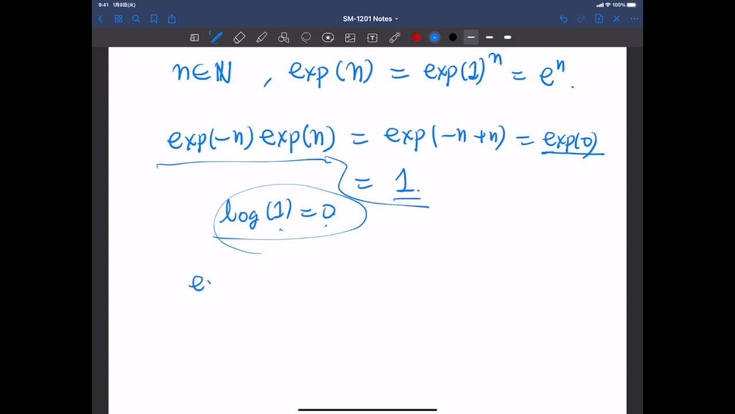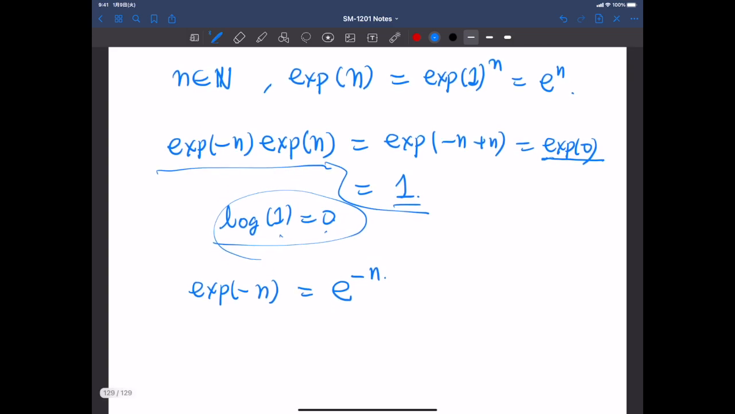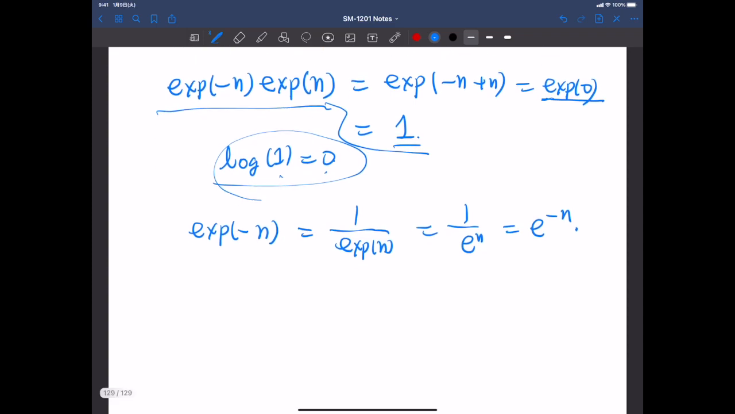So exponential of negative integer is equal to e to the power of negative n, right? Maybe I should prove this a little bit more carefully. So this should be equal to exponential of n, but this is equal to e to the power of n, but this is equal to e to the power of negative n.